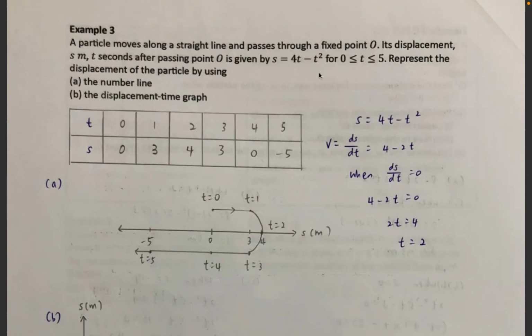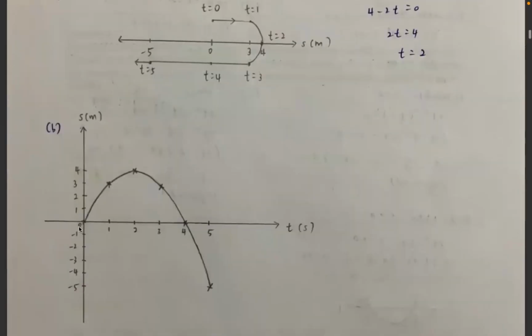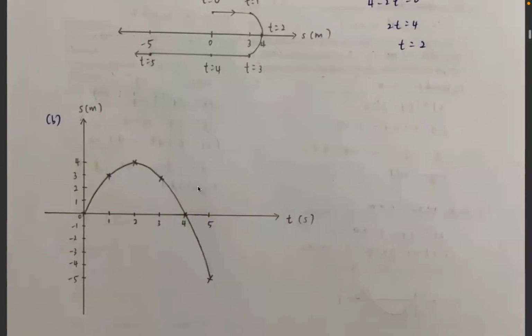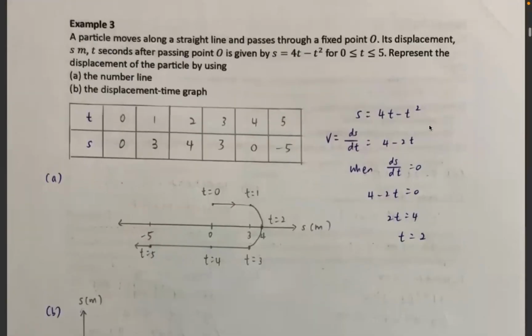Let's check the equation again. s equals 4t minus t squared. When you rearrange the equation, you will notice that this is actually s equals negative t squared plus 4t. This means when you draw the displacement-time graph later, you know you have to draw an N-shaped parabola because a is negative 1. To be very sure that (2, 4) is really the maximum point, you can do one more step.